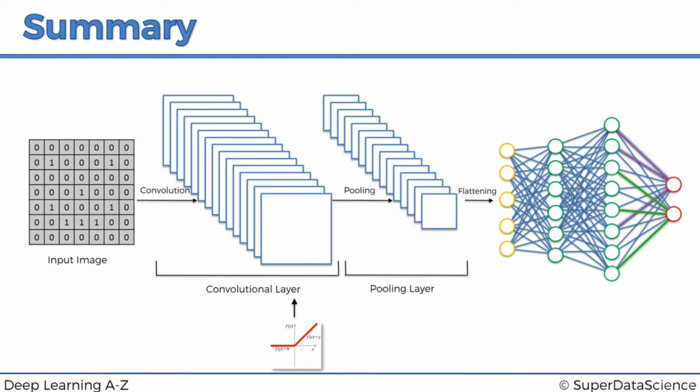We started with an input image to which we applied multiple different feature detectors, also called filters, to create these feature maps. And this comprises our convolutional layer. Then on top of that convolutional layer, we applied the ReLU, or rectified linear unit, to increase nonlinearity in our images. Then we applied a pooling layer to our convolutional layer. So from every single feature map, we created a pooled feature map.